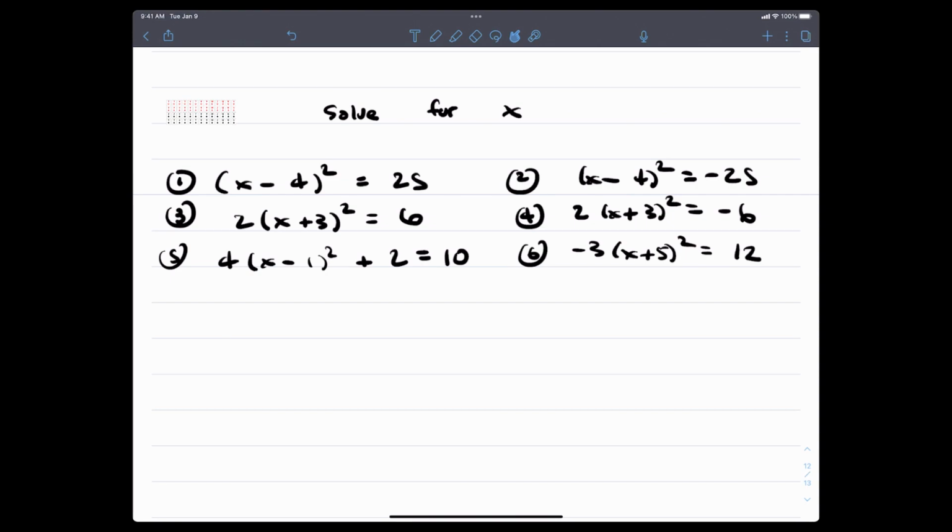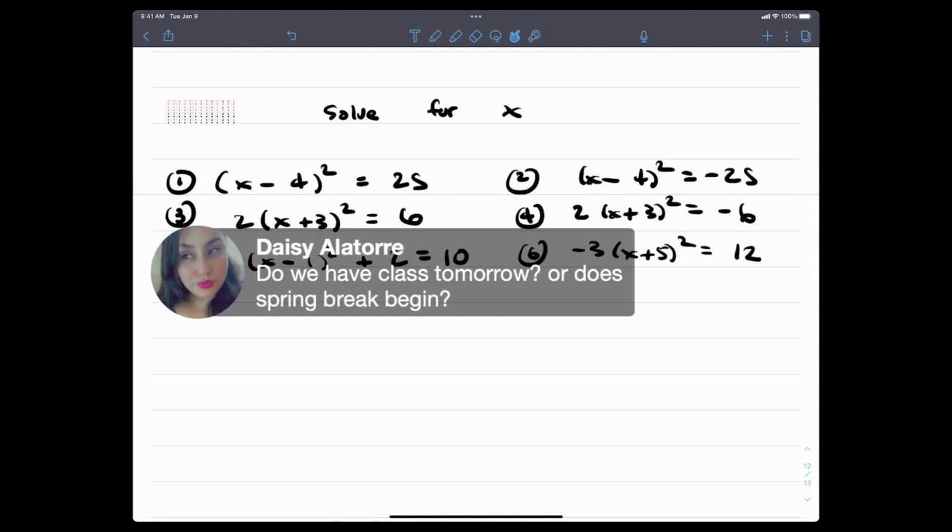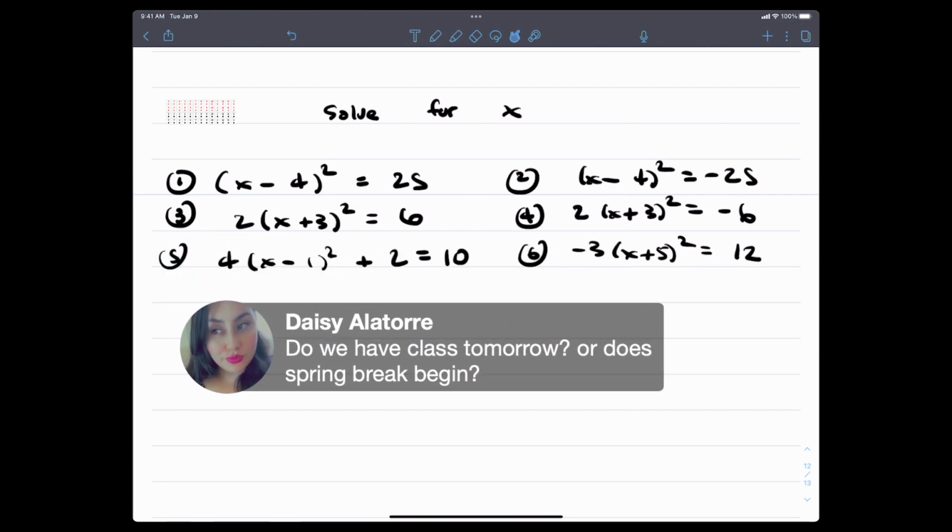You guys ready to try this out? Okay. Here's Daisy. What's Daisy saying? Do you have class tomorrow or does spring? No, Daisy, tomorrow is Cesar Chavez Day. And what that means is the campus is closed starting tomorrow and then through spring break. So it would have been the most perfect time to plan a vacation.